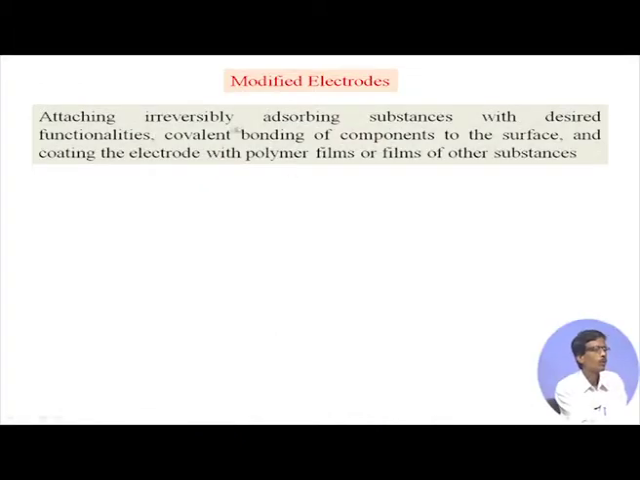That we will discuss when we talk about bioelectrochemistry, but here we will see how we can modify the surfaces. The electrode is small, it can be your micro electrode, but still we can go for modification on the surface, irreversibly adsorbing substances with desired functionalities. So, you have the adsorption and you attach something such that your adsorption will be more, or sometimes covalent bonding of components to the substance. That means the molecule whose electroactivity we are looking for can be attached covalently to the electrode surface.